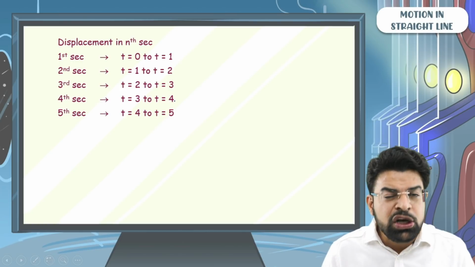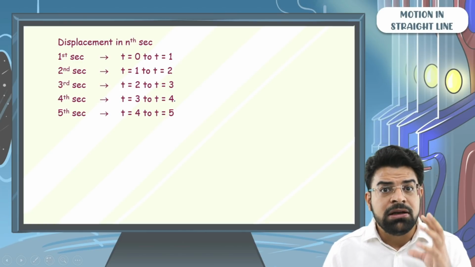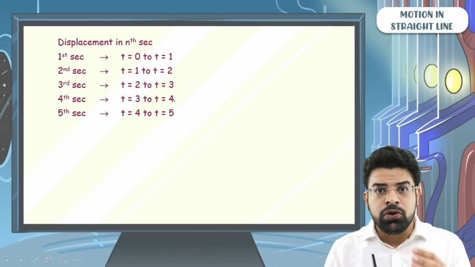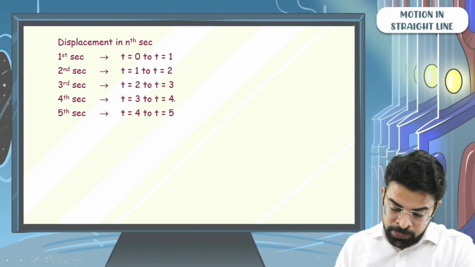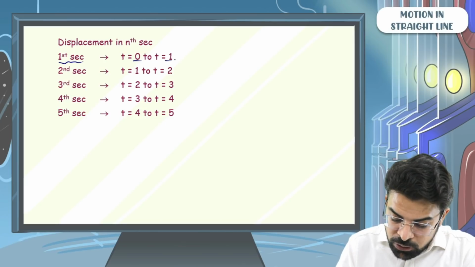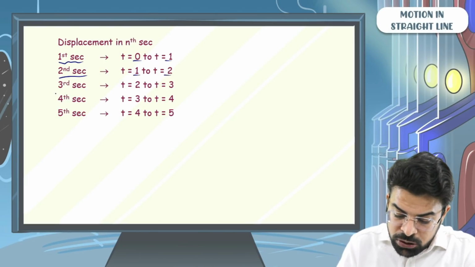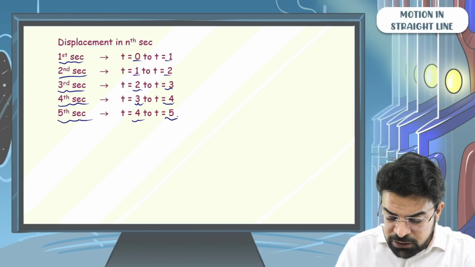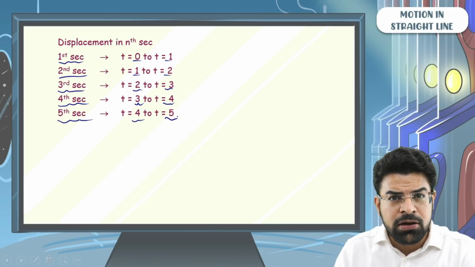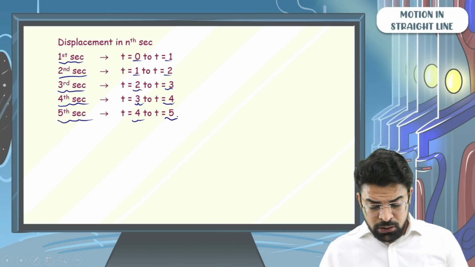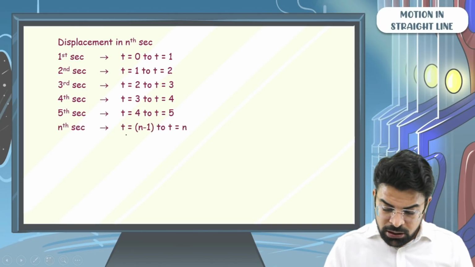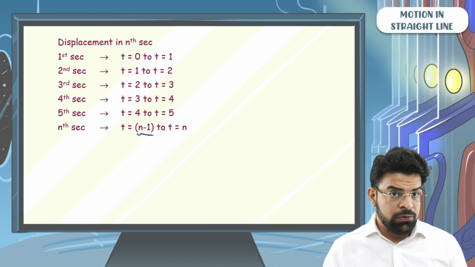So what are we trying to do here? I'm trying to make you understand the meaning of displacement in nth second. But before that, I want you to understand the meaning of nth second. So first second means 0 to 1, second second means 1 to 2, third second means 2 to 3, fourth second means 3 to 4, fifth second means 4 to 5. Then can you tell me what will be the meaning of nth second? Look at this idea. So nth second has to be time equals n minus 1 to time equals n.